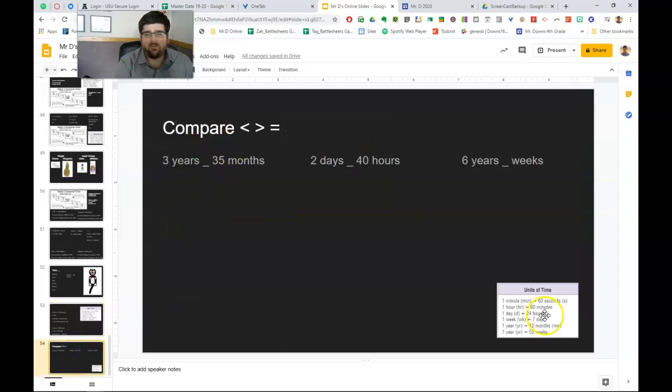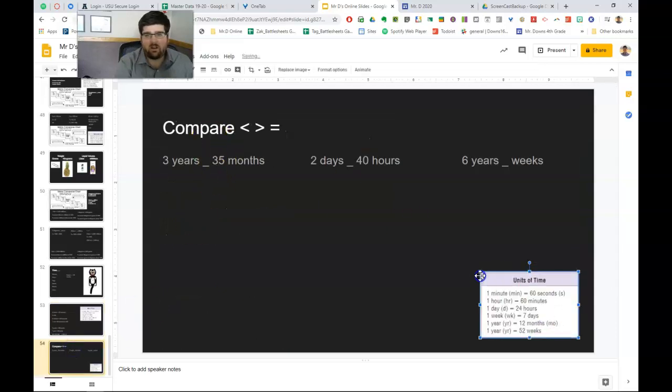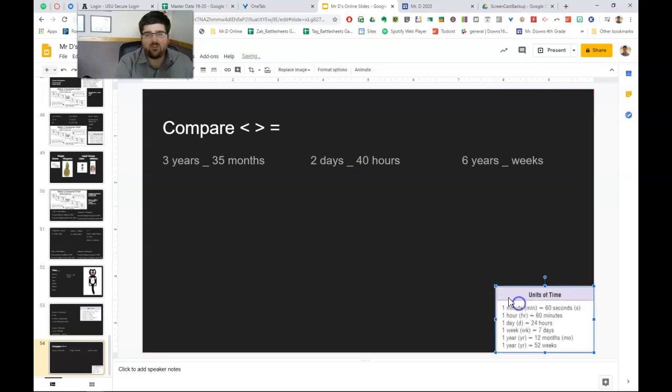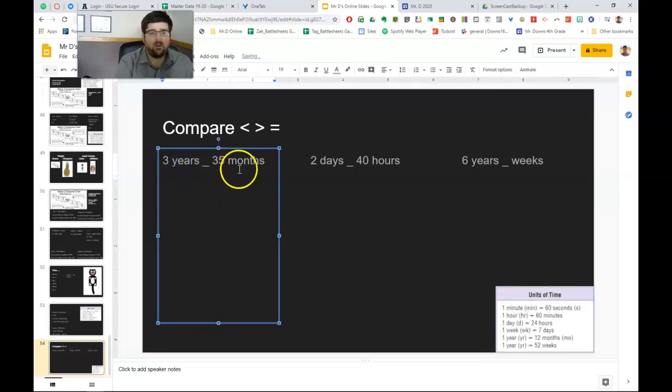So let's compare a few of these, less than, greater than, or equal to. We're saying 3 years is less than, greater than, or equal to 35 months. I'm always going to pick the bigger unit and convert it into the smaller unit. It's so much easier to manage. So which one's bigger, years or months? Years is bigger. So I'm going to convert years into months so I can compare these.